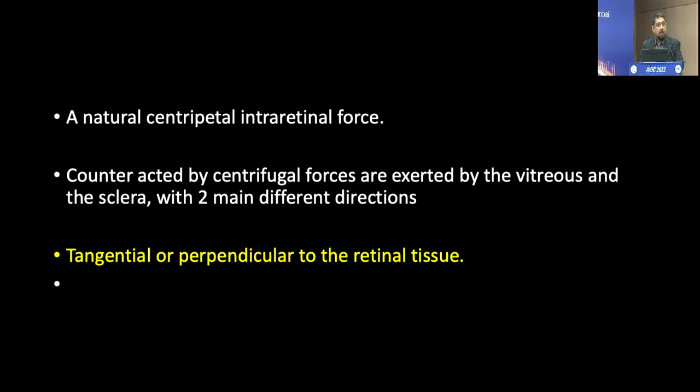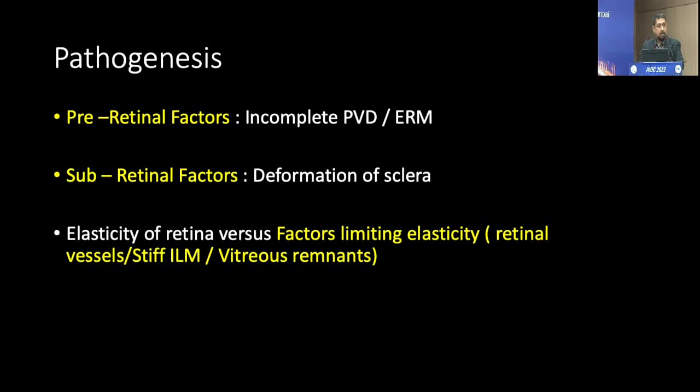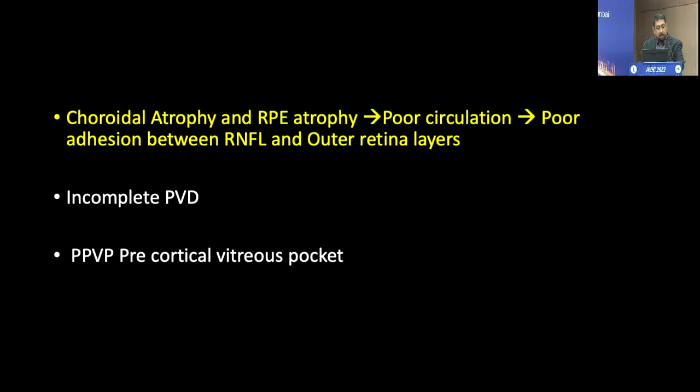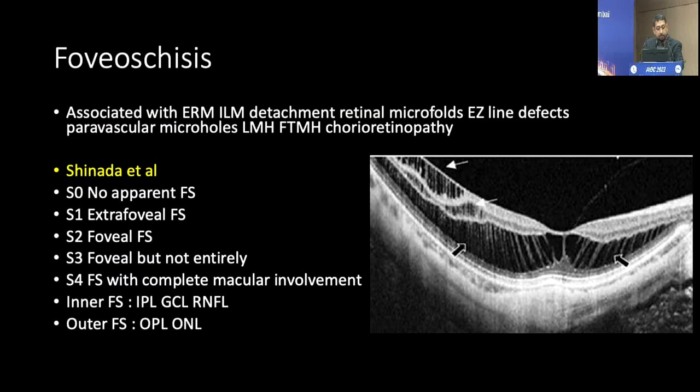Tangentially you have the vitreous working, and perpendicularly you have the sclera and the elongation of the eye working. So as I said, there are preretinal forces and subretinal forces working in opposite directions. What keeps the retina together is, one, the Muller cells, two, the blood vessels, and all these things that keep it together. Other incidental factors are that when there is excessive choroidal atrophy, the vasculature is affected, and that also weakens the retina. So this is just a few very simple slides.